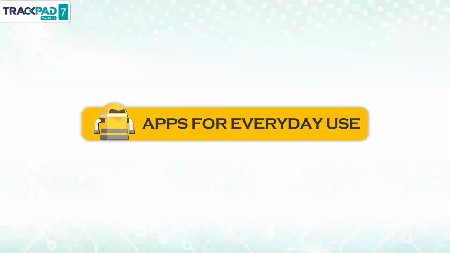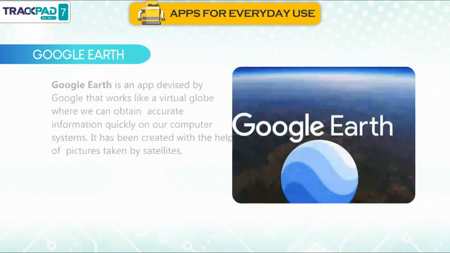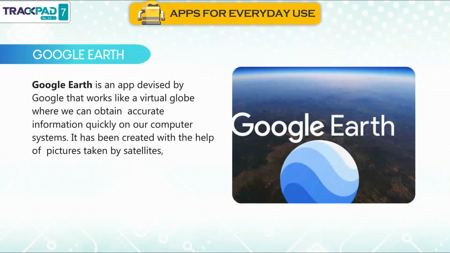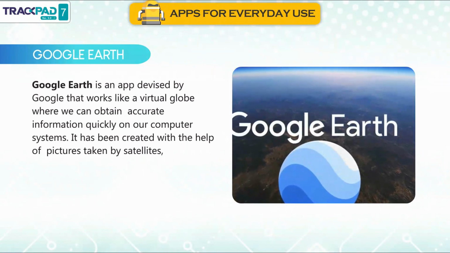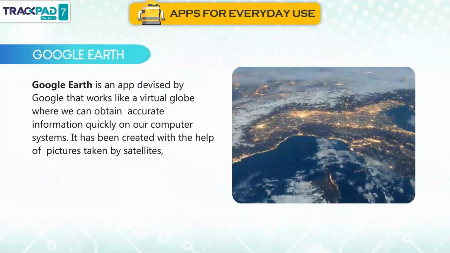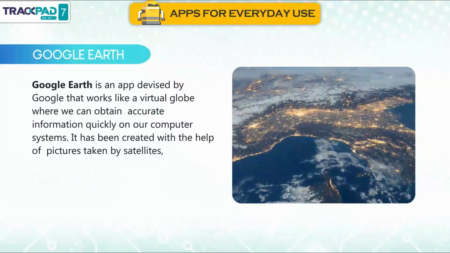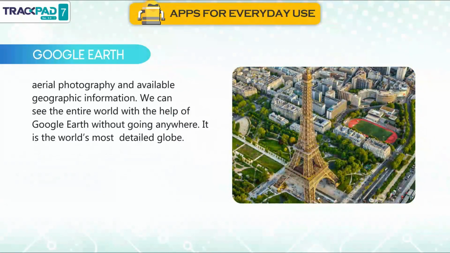Apps for everyday use. Google Earth. Google Earth is an app devised by Google that works like a virtual globe where we can obtain accurate information quickly on our computer system. It has been created with the help of pictures taken by satellites, aerial photography, and available geographic information. We can see the entire world with the help of Google Earth without going anywhere. It is the world's most detailed globe.